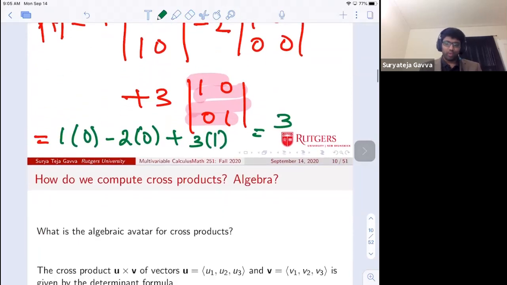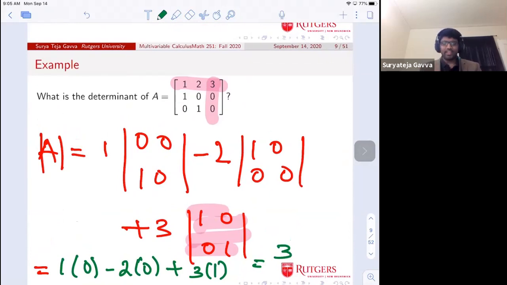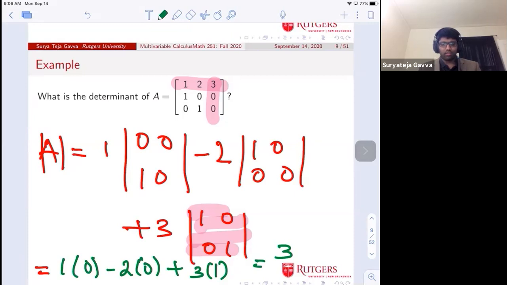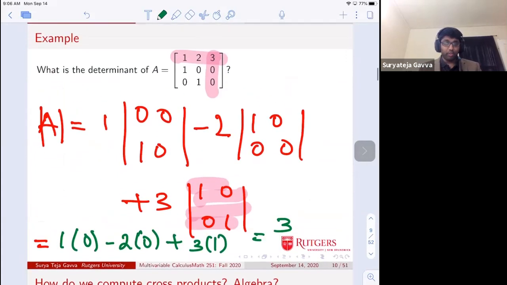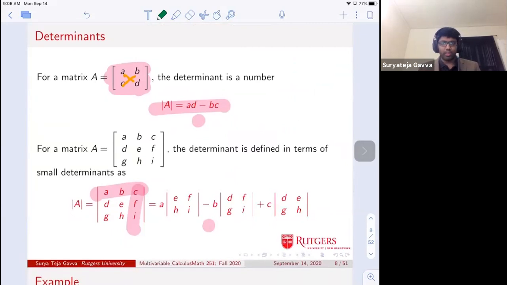Why am I talking about determinants? Determinants are really important quantities that are essentially related to volumes or areas of things. If you draw the 3 vectors which correspond to these 3 columns, you'll see the volume spanned by those 3 vectors is given by the determinant. But for you, make sure that you understand these formulas: how am I computing the 2 by 2 determinant, and how am I using the 2 by 2 determinants to compute a 3 by 3 determinant?